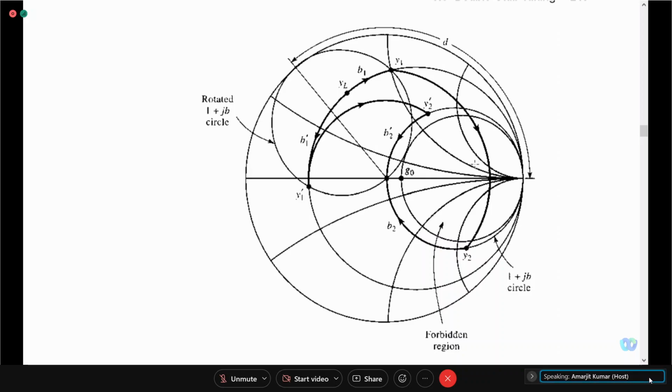If it is inside, then how will we intersect this rotated 1 plus jB circle? Suppose it is inside this constant G0 conductance circle, how will we intersect the rotated circle with the constant G0 circle? So that means there should be some limitation on YL. You cannot match any load admittance to the feed line admittance using this double stub tuner.